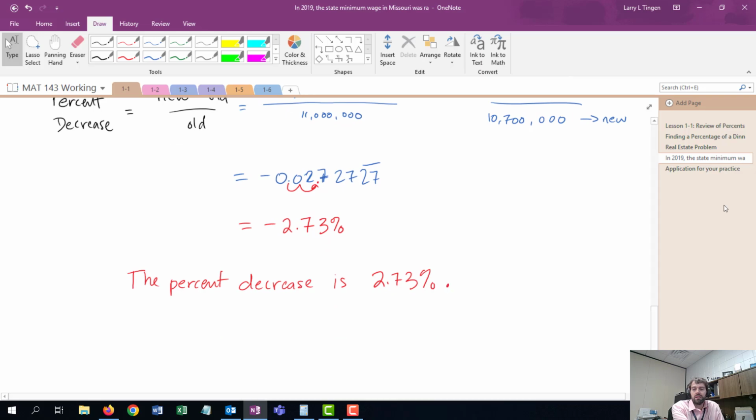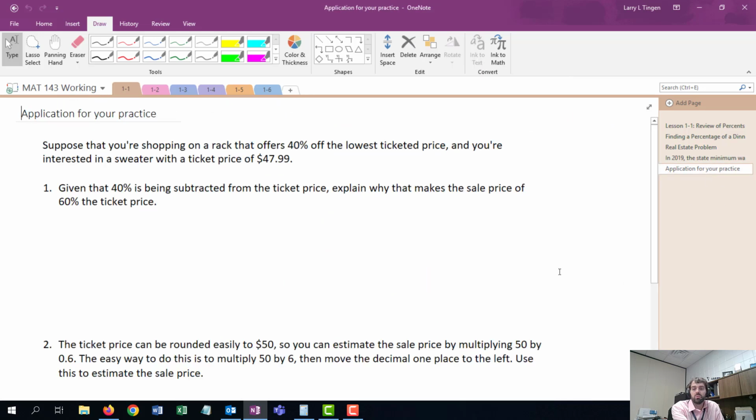All right. And then the last page for the 1.1 notes, we're just going to do the first three parts of an application problem, and we're going to do it piece by piece, see how we're doing with our percentages. So suppose you're shopping on a rack that's 40% off the lowest ticketed price, and you are interested in a sweater with a ticket price of $47.99. So if the sweater is 40% off and it has a ticket price of $47.99, I want to know what the discounted price is going to be.